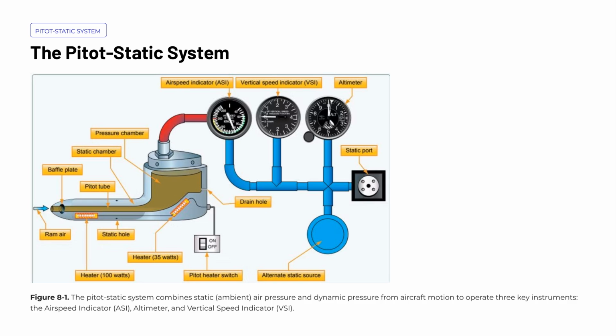The airspeed indicator, or ASI, compares dynamic and static pressure to calculate how fast the aircraft is moving through the air. The altimeter uses static pressure to determine the aircraft's altitude above a reference point. And the vertical speed indicator, commonly called the VSI, measures the rate of change in static pressure to show whether the aircraft is climbing, descending, or in level flight. Understanding how this system works and recognizing when it may not be working correctly is essential for safe flight operations. Any blockage or malfunction in the pitot-static system can directly affect the accuracy of all three instruments simultaneously.